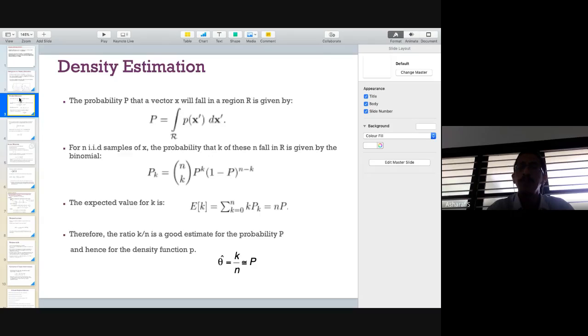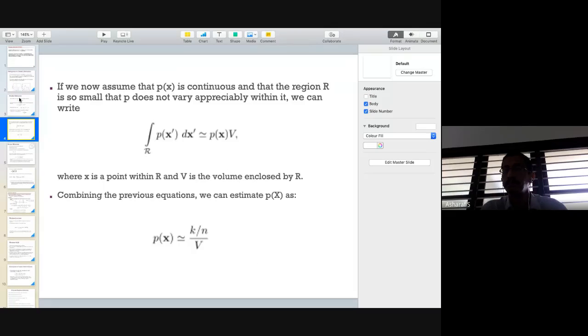Now you look at an approximation of the integral over R of p(x) dx. If p(x) is continuous and the region R is so small that p does not vary, so basically there is a sort of uniformity around the region R, then in that case you can write p(x) into V. V is the volume enclosed by R.